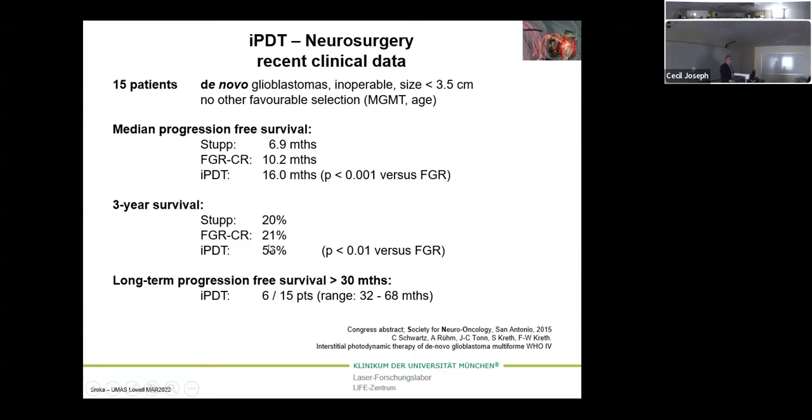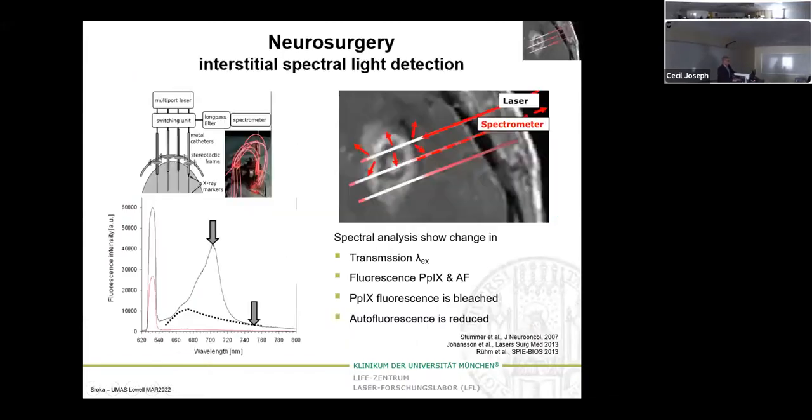But we are looking more into detail at this 50% who live longer. This is a long-term progression-free survival, longer than 30 months, and that were 6 patients out of these 15 patients. This ranged up to roughly 70 months. What happens there? Why are they so good? We discovered that they have a very nice fluorescence in this brain, so a very high metabolic rate. And we need this high fluorescence at the very beginning. That is what we discovered from these patients.